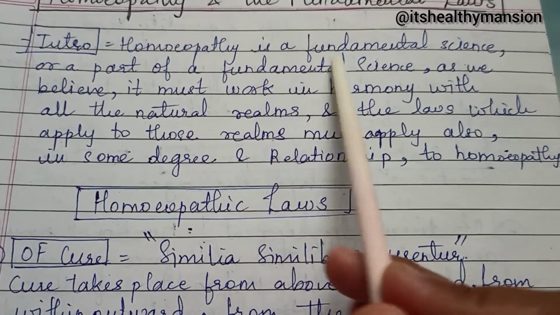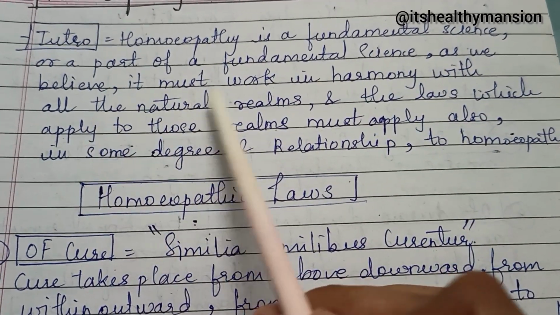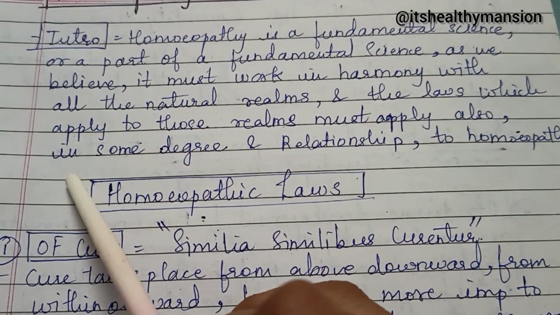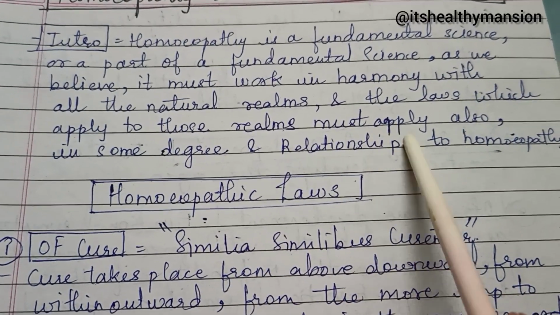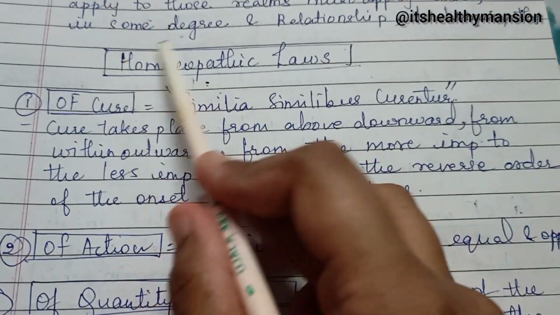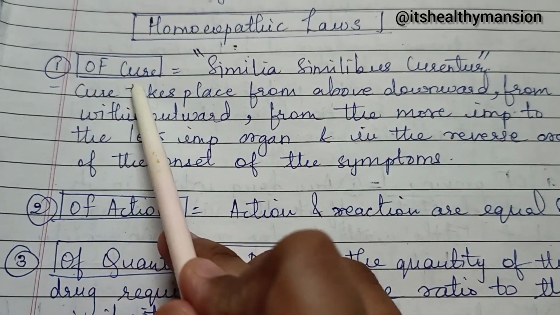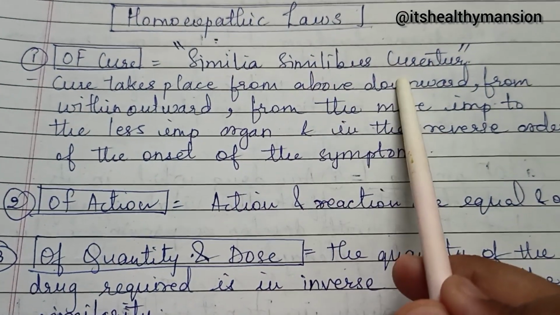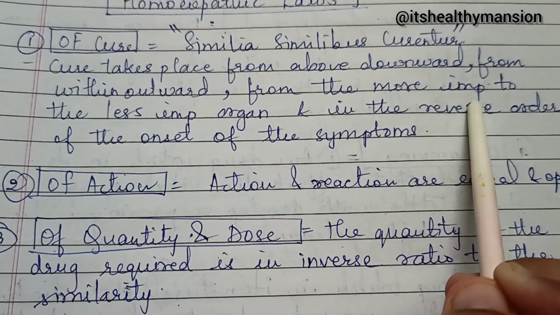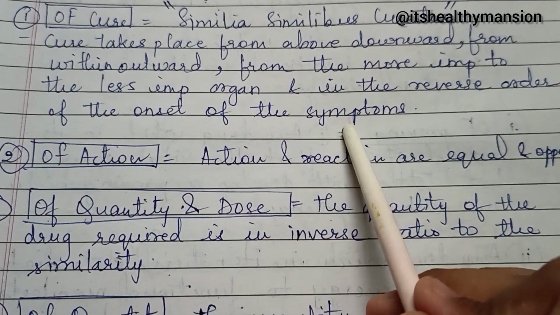Introduction. Homeopathy is a fundamental science or a part of a fundamental science, as we believe it must work in harmony with all the natural realms, and the laws which apply to those realms must apply also in some degree and relationship to homeopathy. The homeopathic laws include: first, the homeopathic law of cure, that is similia similibus curantur. Cure takes place from above downward, from within outward, from the more important to the less important organ, and in the reverse order of the onset of the symptoms.